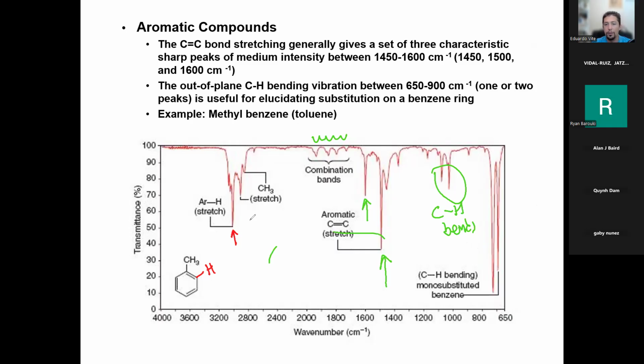In short, we look for characteristic peaks. We start with the highest wave numbers, and then we move our way down. So any questions about this? And notice it looks a little more complicated because we just have more bonds. We have the benzene ring, but it's still relatively simple. It's not very noisy. It's not very messy. Okay. So moving on to the next slide.